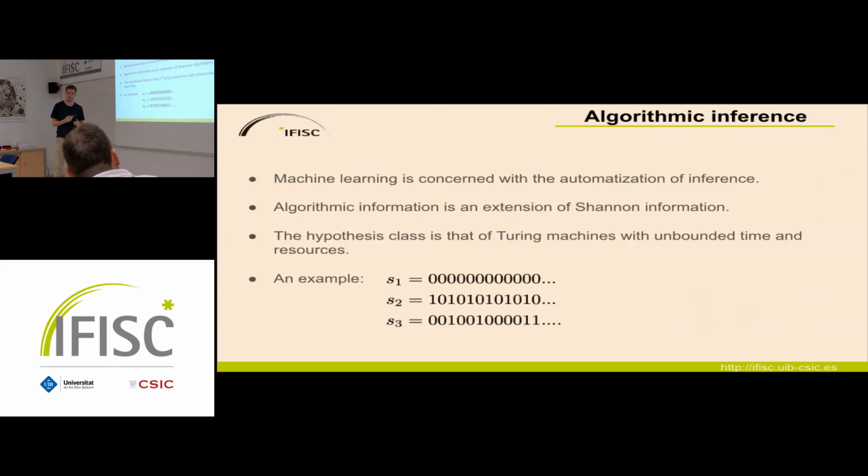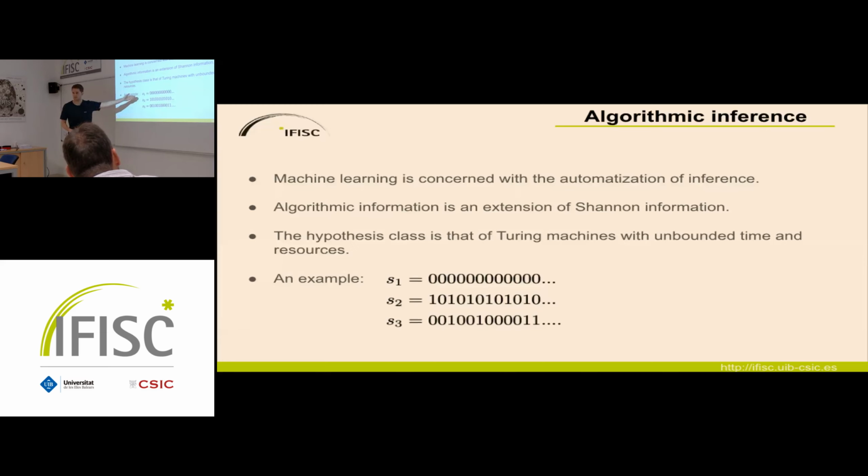Algorithmic inference precisely uses those classes of machines. So even though it's not practical, we cannot make those things in practice, they provide us with intuition and bounds on what can be done with this kind of systems. Okay, so machine learning is essentially concerned with the automatization of inference, and this is precisely what algorithmic inference is about in a more theoretical sense. Okay, so algorithmic information is just an extension of Shannon. It is based not on probability but on Turing machines, and the hypothesis class, well, it is Turing machines.